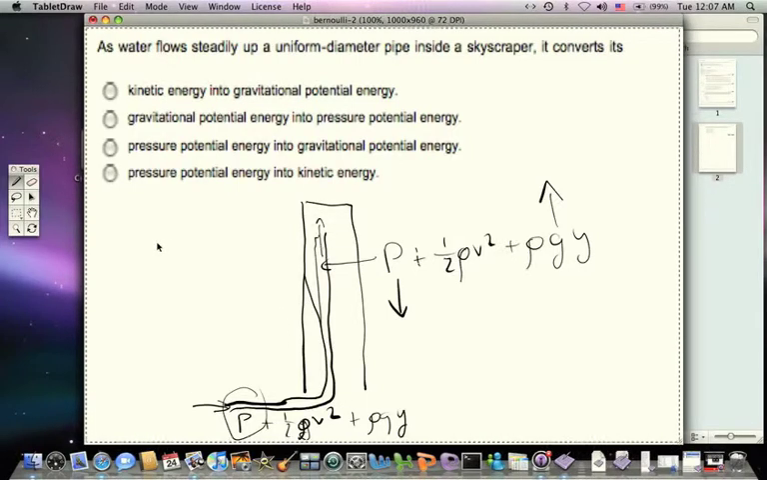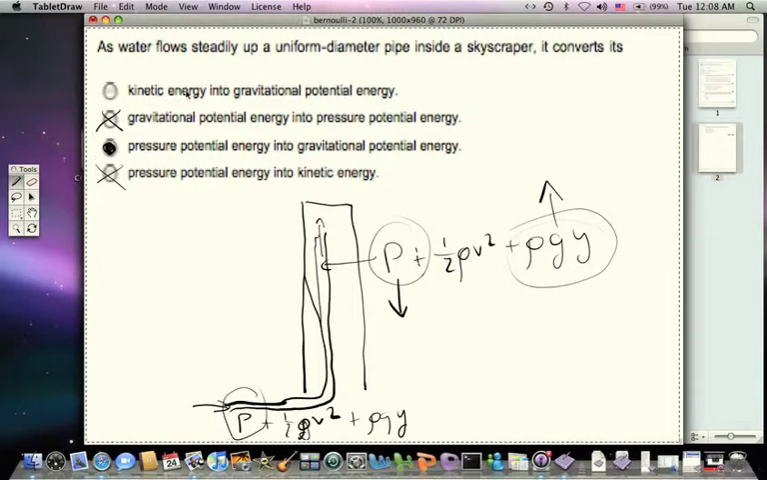goes up the skyscraper. So the idea here is that the pressure potential energy basically has to be converted into gravitational potential energy as it goes up. So in other words, as the potential energy increases, then the pressure has to decrease in order to compensate. And it can't change the kinetic energy, so that goes away. And it doesn't convert gravitational into pressure potential as it goes up anyway.